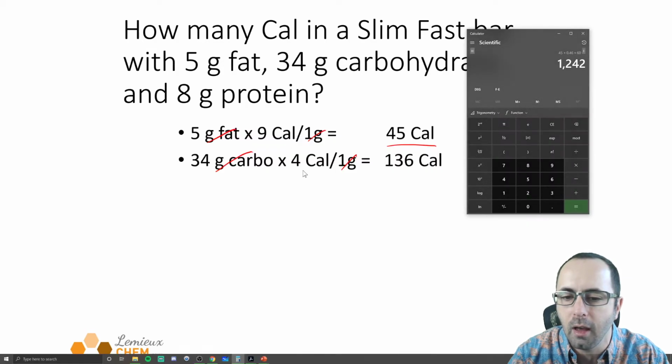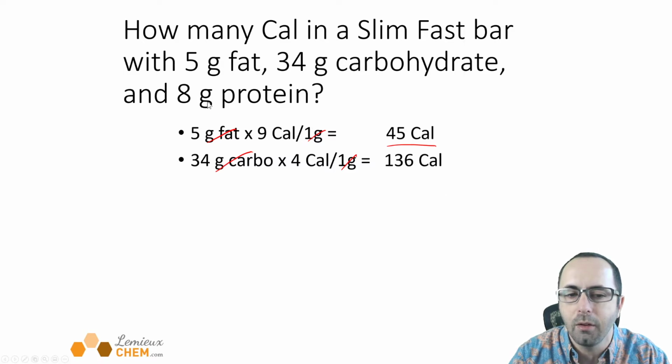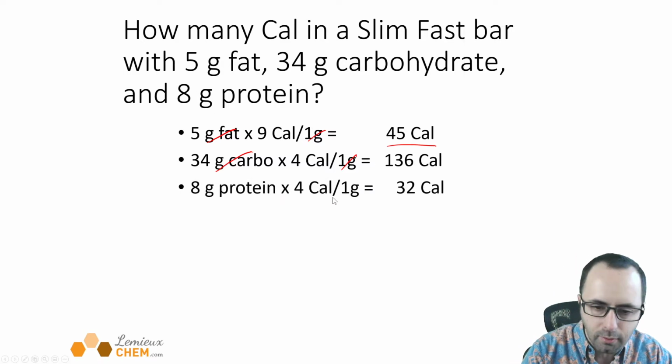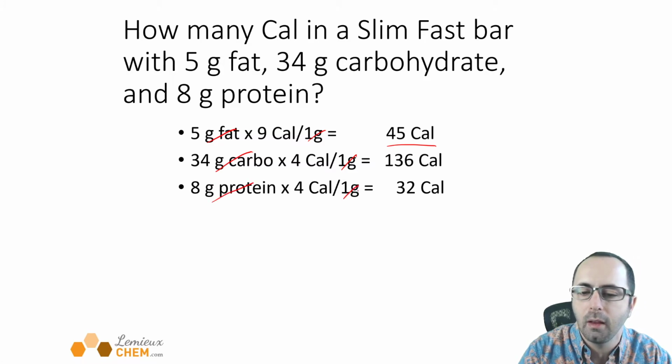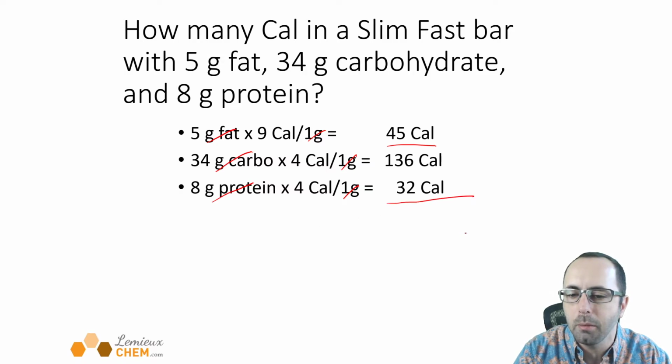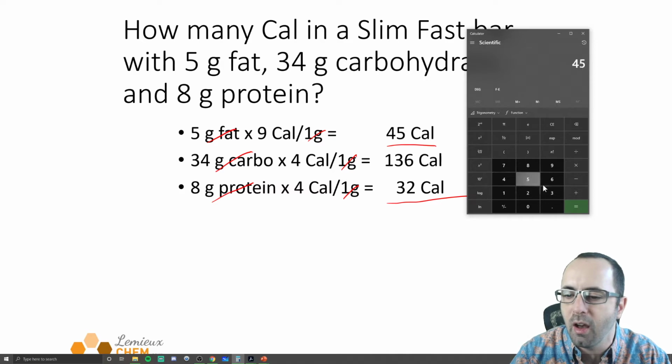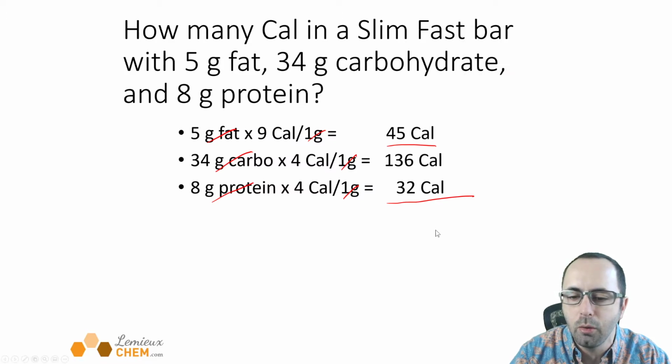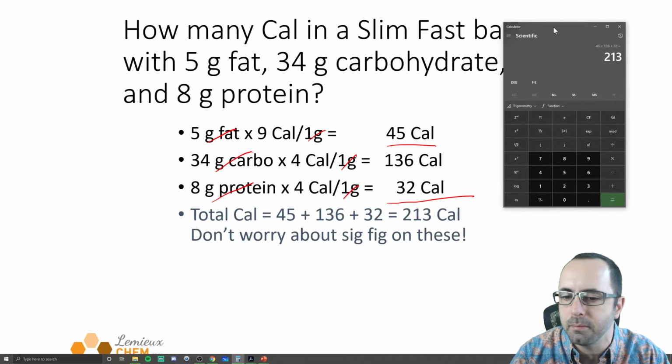4. We can use our calculator for that. 34 times 4, and we get 136 calories. And these are dietary calories, big C. Finally, we've got 8 grams of protein, and each gram of protein gives us 4 dietary calories. So the grams cancel, we get calories. We have 32 calories. And so if we want the total calories, we add these all up. We'll add 45 plus 136 plus 32, and we get a total of 213 calories.